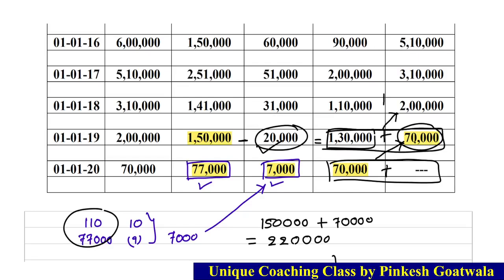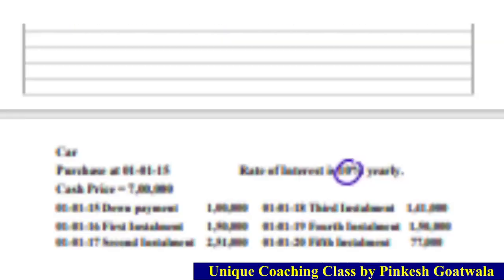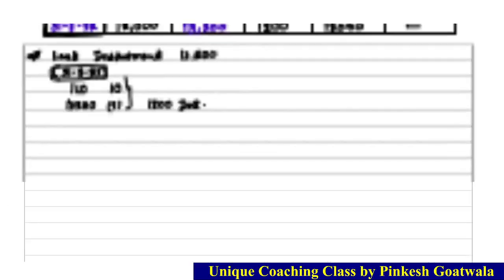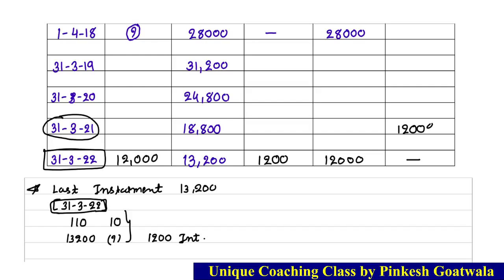Now same step till we complete the table. Okay, until the table is complete we have to do the same step. Now come to our question. Okay, how much is the installment of 31st March 20? It is 18,800. Okay, so let's calculate here. Installment on 18,800.